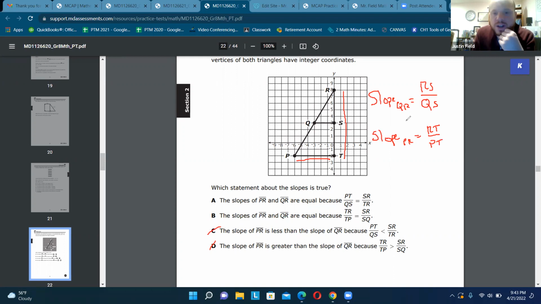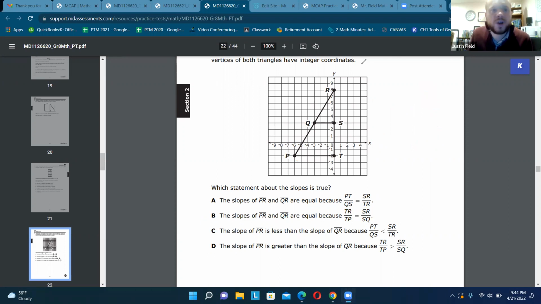So which one of these says RS over QS? So RS over SQ. Okay, that's close enough. That one works. And then TR over TP. Okay. So they wrote it backwards from what I wrote it, but that's okay. B is still the correct answer. You see that? Slope triangle.